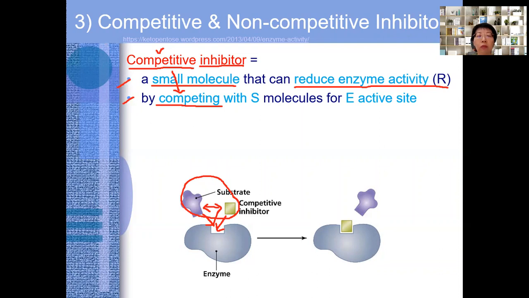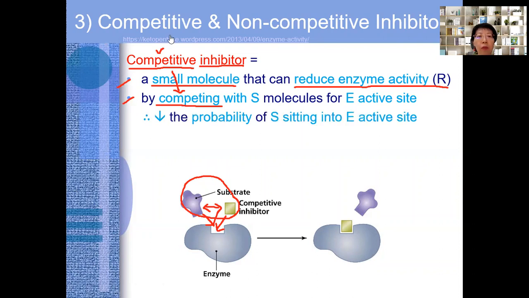Why? Because it's in the textbook. That's why I said the textbook is your mark scheme. If you want to know whether a point you write gets marks or not, just go to the textbook and check. If the textbook mentions this sentence, this point, I guarantee you get the mark. So that's why I asked you to get the textbook.